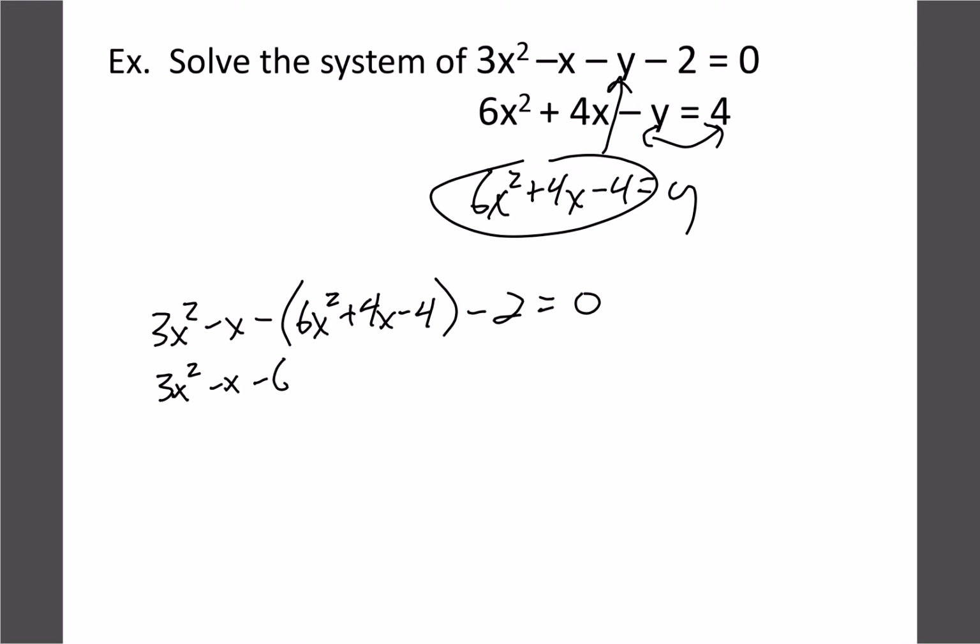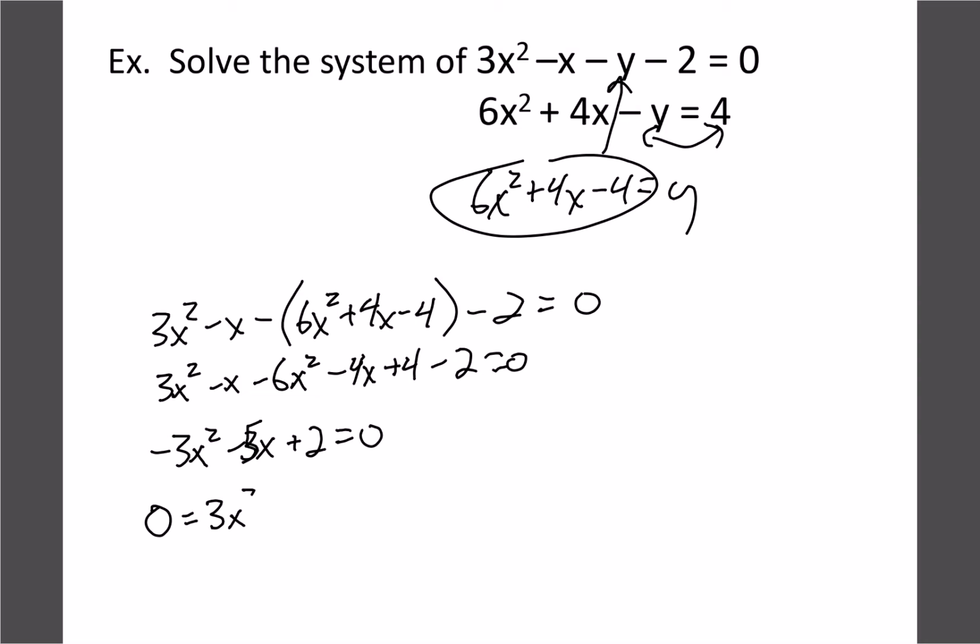And that negative out front is going to change all of our signs. So minus 6x squared minus 4x plus 4. And let's just simplify all that. So we'd have minus 3x squared minus 5x and plus 2 would be our leftover part. And it's a little bit hard to factor with that negative, so let's flip things the other way around. So let's make it plus 3x squared plus 5x minus 2.